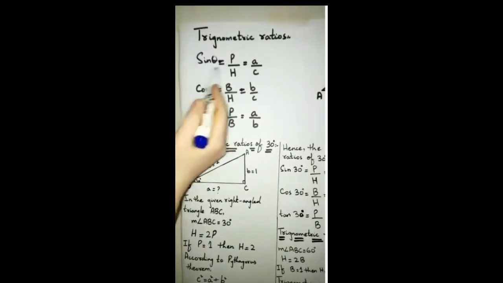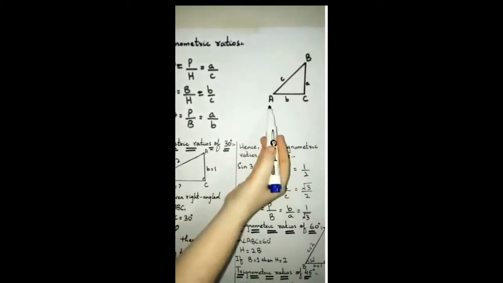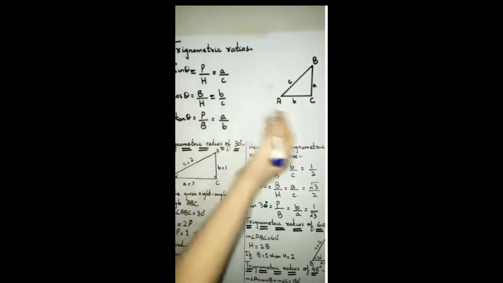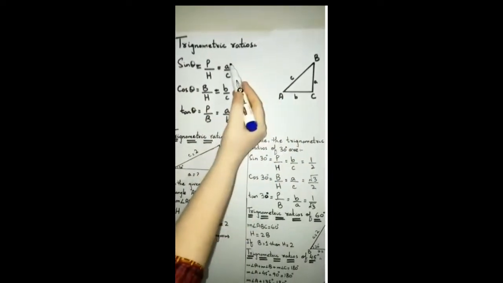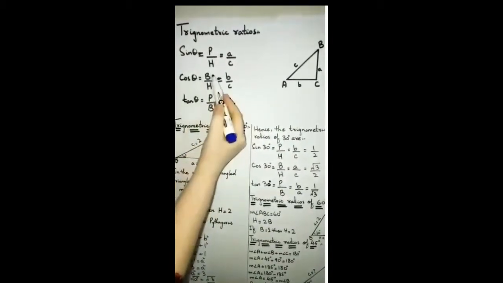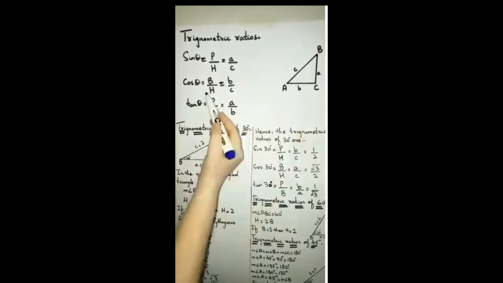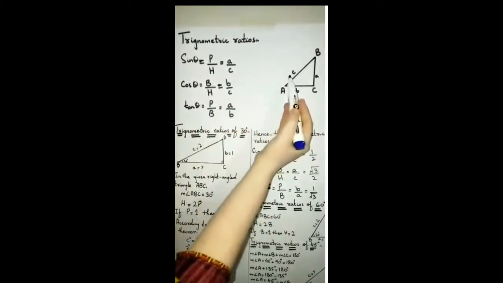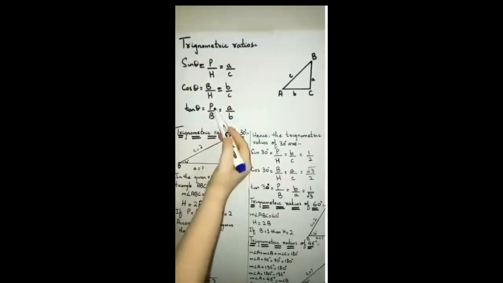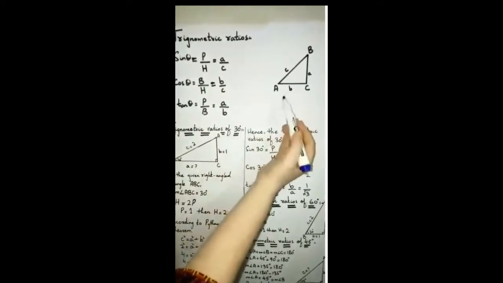Sin theta equals perpendicular upon hypotenuse, and according to this figure, perpendicular is small a and hypotenuse is small c. Sin theta equals a upon c. Cos theta equals base upon hypotenuse, base equals small b and hypotenuse equals small c. Tan theta equals perpendicular upon base, perpendicular equals small a and base equals small b.